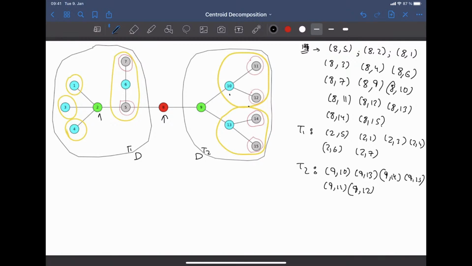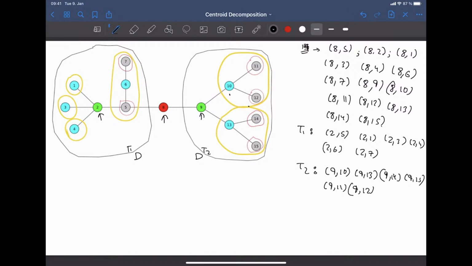For the centroids 2 and 9, we are processing paths which start at a centroid. So all the paths which start at 2 in T1 and all paths which start at 9 in T2, we have processed. By processed, I mean maintain some information. We will look at some examples. For example, just maintain the distance. Suppose you want to compute the distance between any two nodes. You can process these special paths and compute their distances and then answer any query quickly.